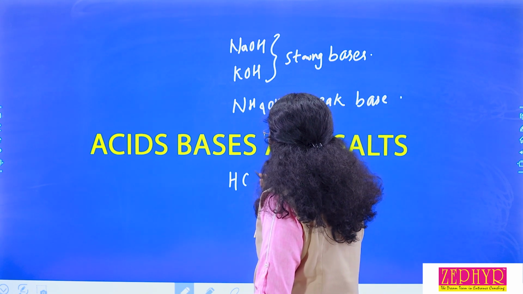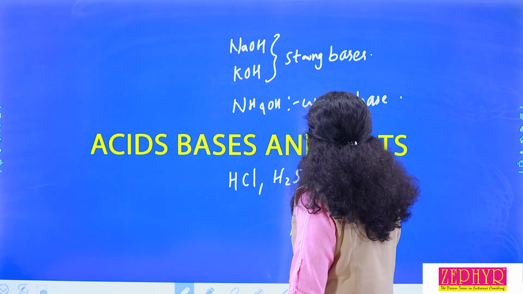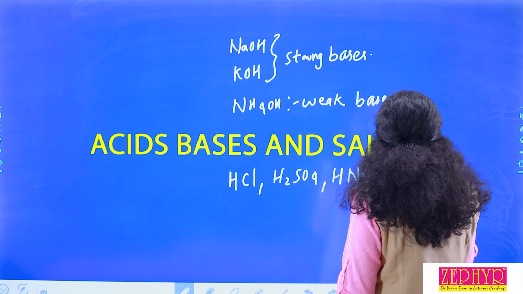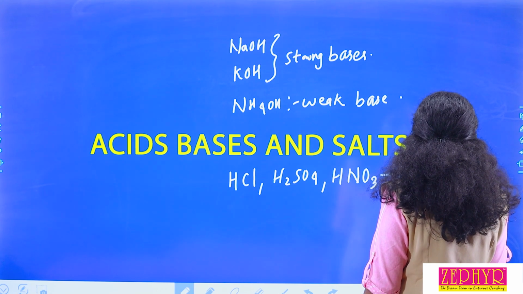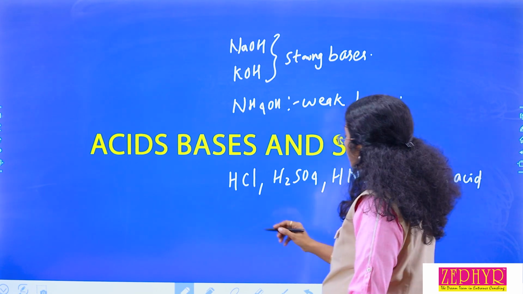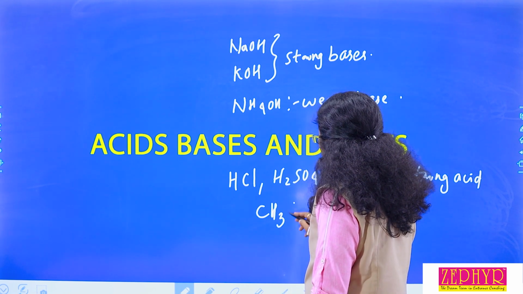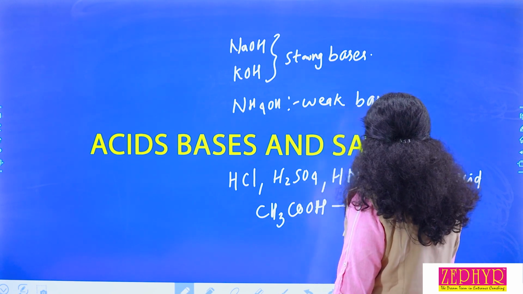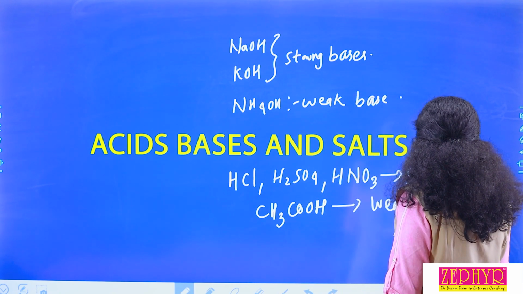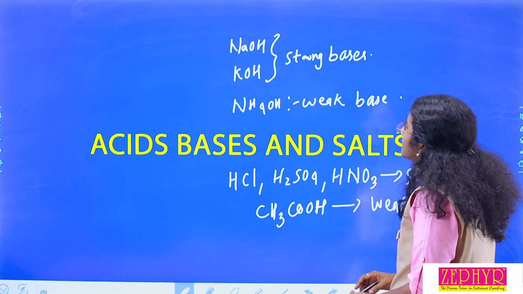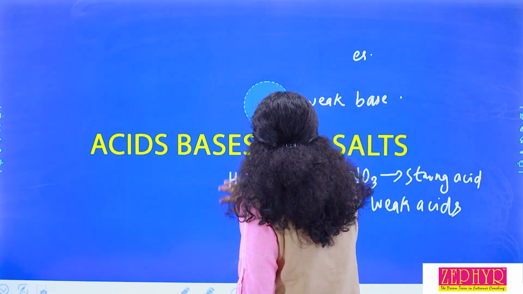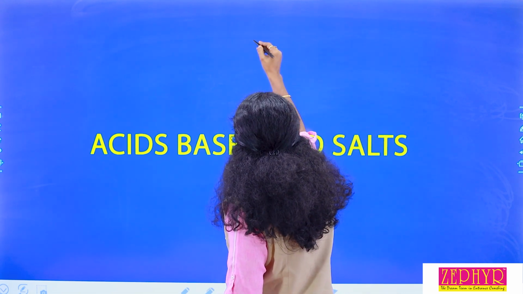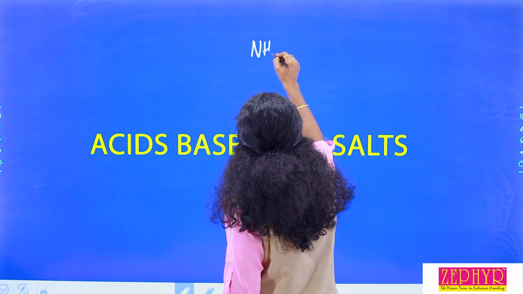Then HCl, H2SO4, HNO3, etc. are strong acids. But oxalic acid, CH3COOH (acetic acid) and most of the organic acids are weak acids. For example, take the salt ammonium chloride.